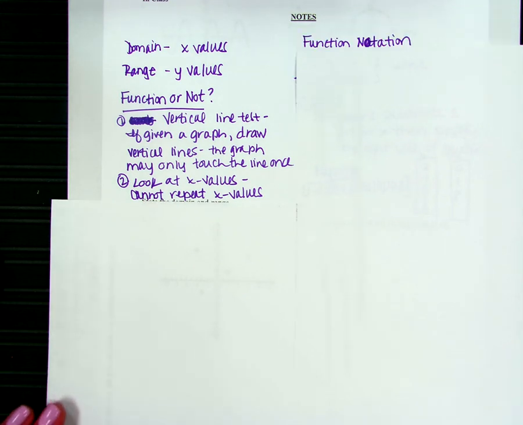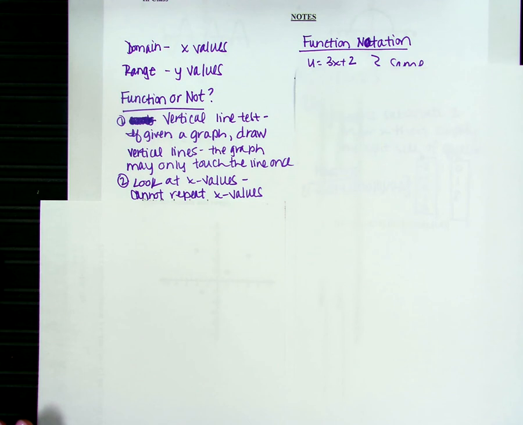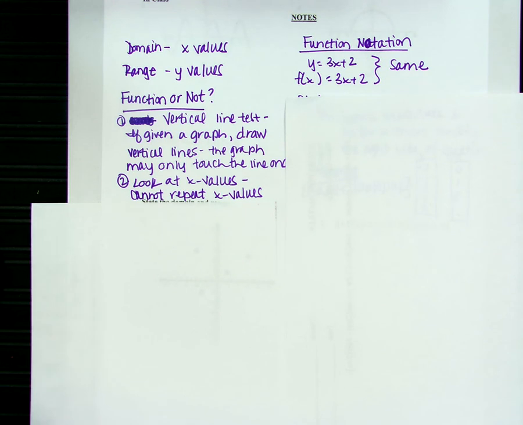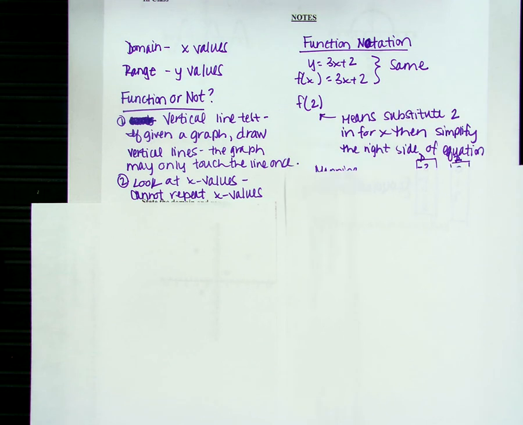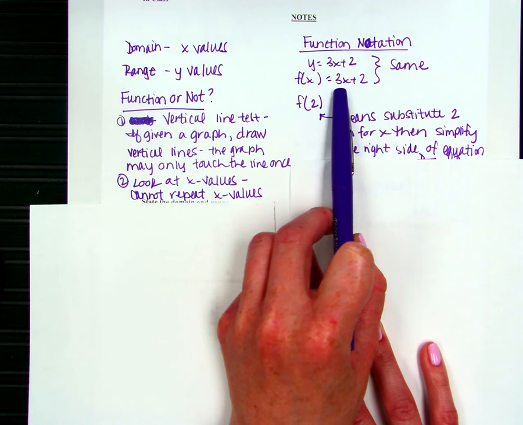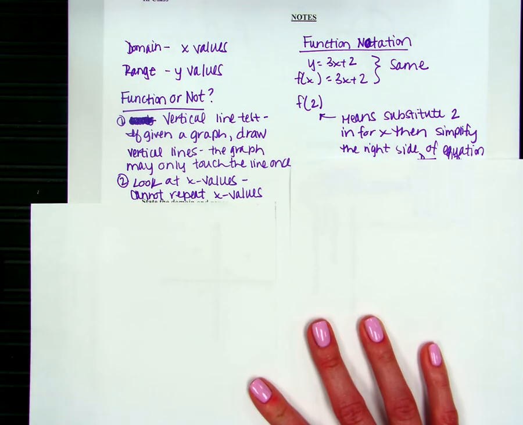In addition to those, we're going to be looking at function notation. Our function notation looks like this: f of x equals 3x plus 2. It's the same as saying y equals 3x plus 2, just written a little bit differently. When you see something like f of 2, all that means is you take that 2 and substitute it in for the x, then simplify on the right side of the equation. So you plug the 2 in here, and it becomes 3 times 2 plus 2.